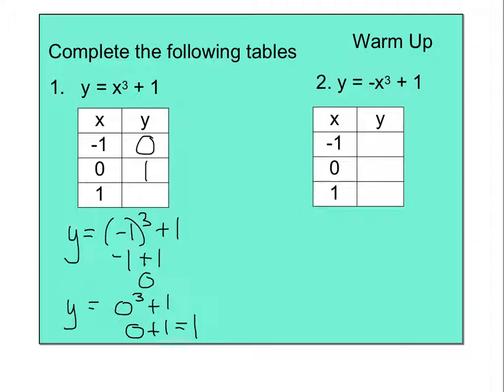And then 1 means we've got 1 cubed plus 1. 1 cubed is 1. Add 1 to it means my third value is 2.